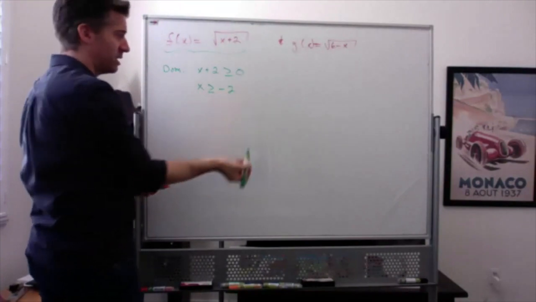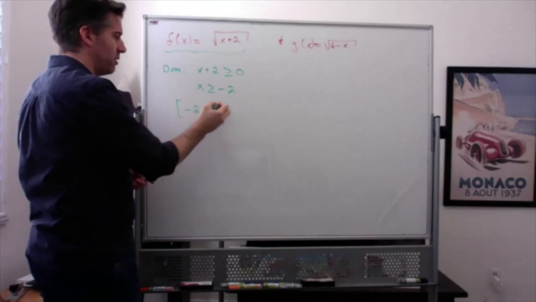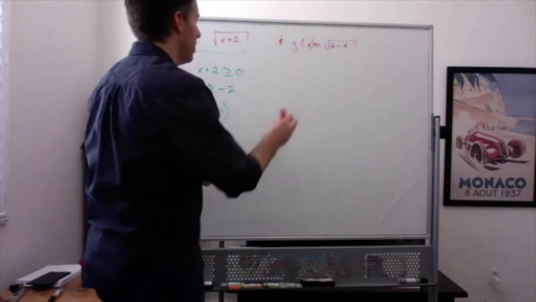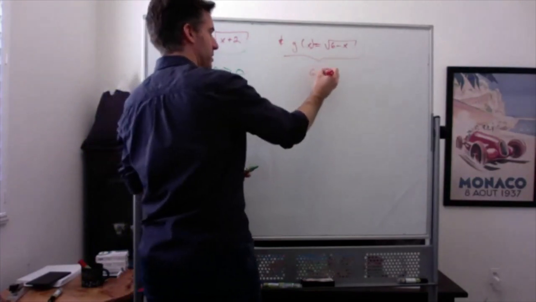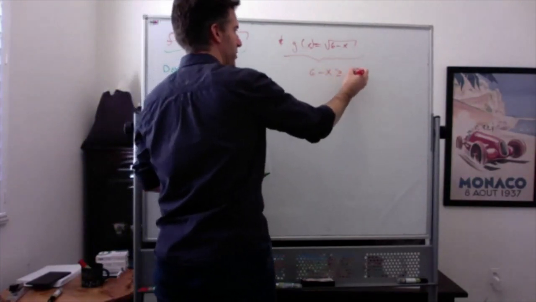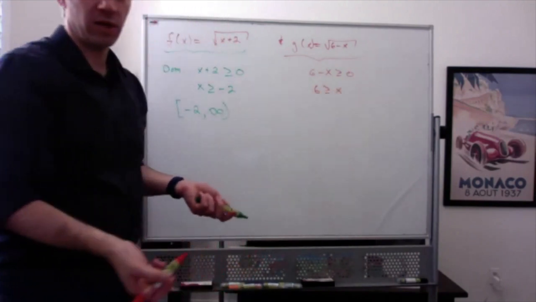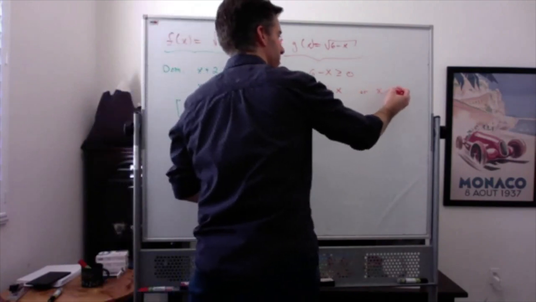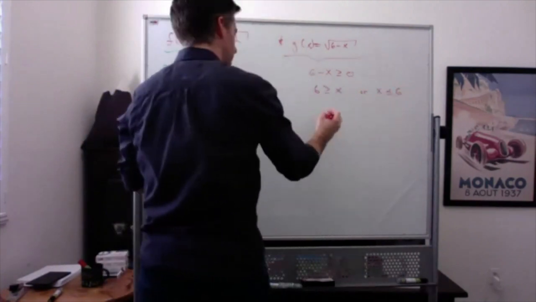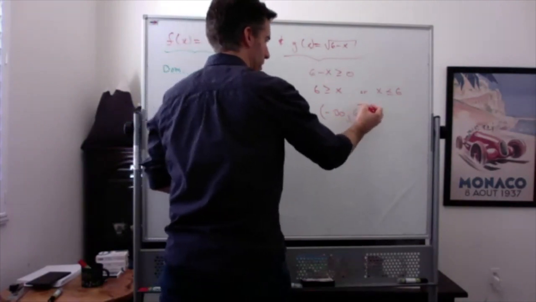So our domain here is x is bigger than or equal to -2, or -2 to infinity. Over here, same idea. For the domain, we're going to set the insides, 6 minus x, to be greater than or equal to 0. So 6 is greater than or equal to x. Or you could read that as x is less than or equal to 6. So here the domain is everything from -infinity up to 6.